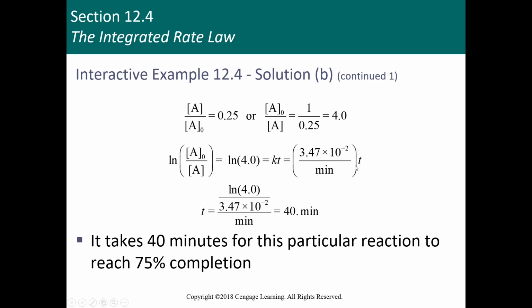This kt, right, there's k, and so we have it times t. We then have to solve for t. So we take the natural log of 4 and divide it by 3.47 times 10 to the negative second. And that will give us 40 minutes.